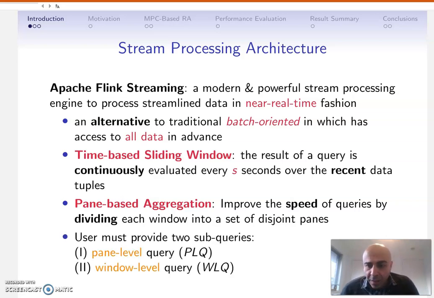In such categories, developers need to provide two types of queries or subqueries, which we sometimes call pane-level and window-level queries. This is the functionality that you want to run over your data. For example, if the window size is 5 seconds, developers can define the pane size as 250 milliseconds. So every 250 milliseconds you run a pane-level query, and then every 5 seconds you run a window-level query.